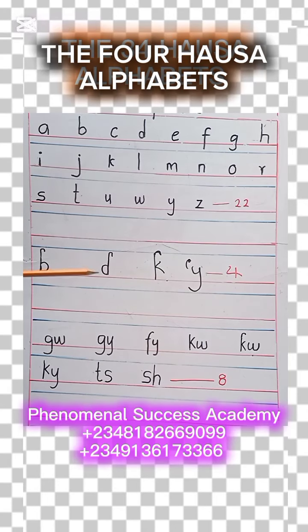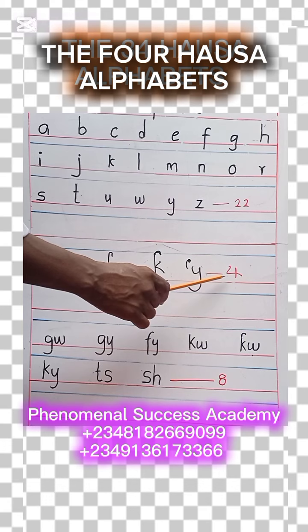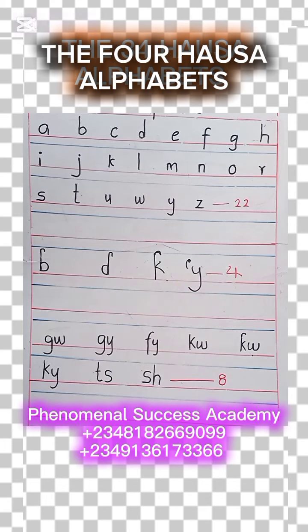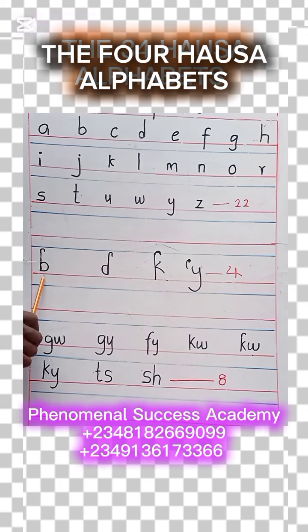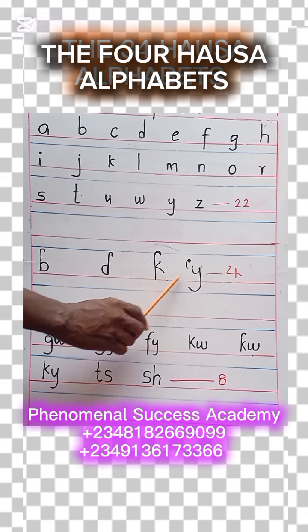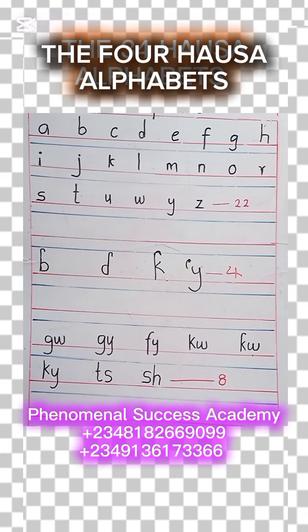Now let's learn the second set, which contain only 4 letters. Yanzu bari mu karatu akan rukuni na biyu waɗanda suke da haruffa huɗu kadai. A, ba, ɗa, ɗa, ƙa, ƙa, ya. Now don't get confused. Kada ku ruɗe masu sauraro.